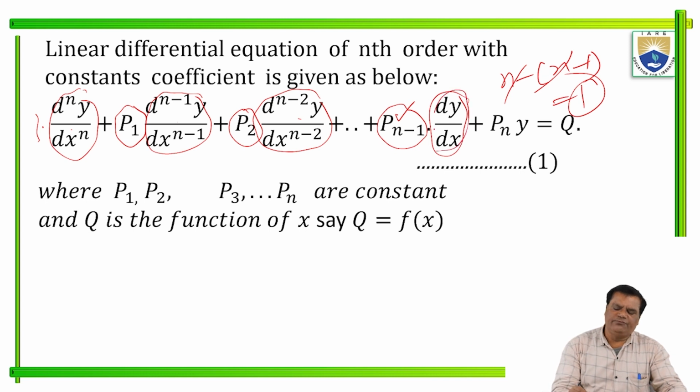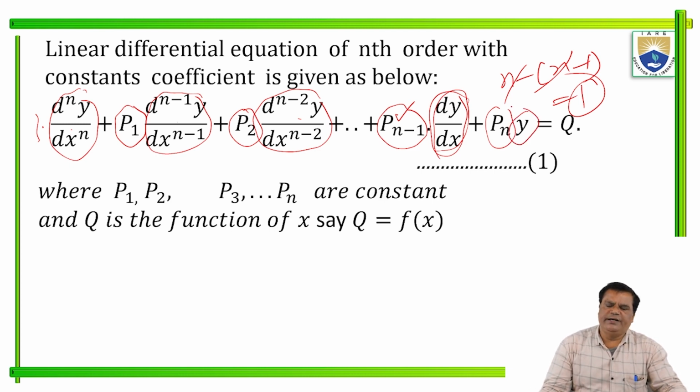In the last term, plus pn is also a constant, multiplied with y, the dependent variable. The order is decreasing n times from the highest order. The highest order is n, and the order is decreased 1 by 1, so in the last term the order is 0: d^0 y over dx^0, which is only y.